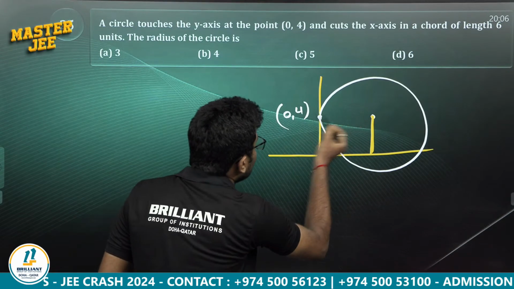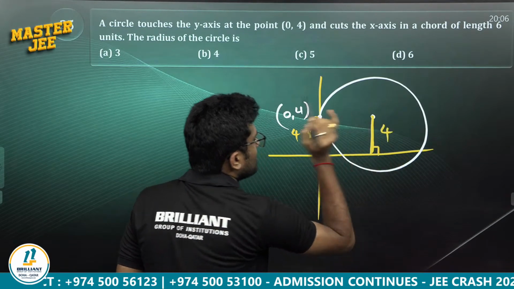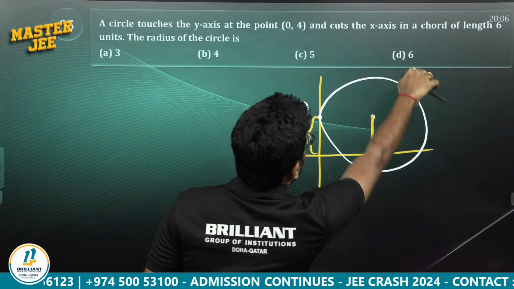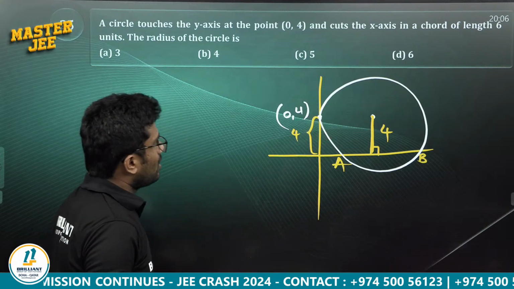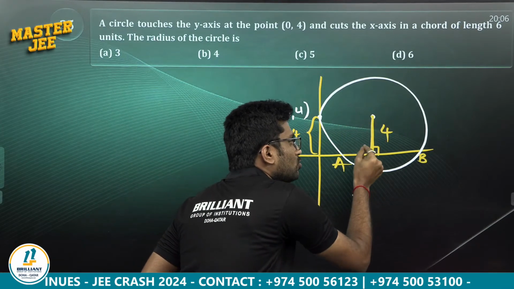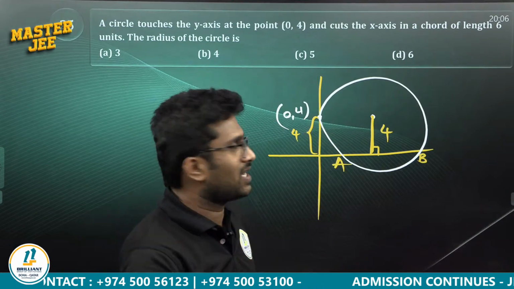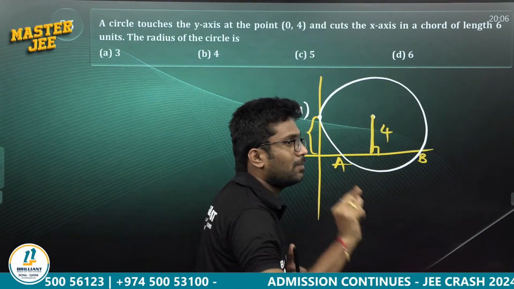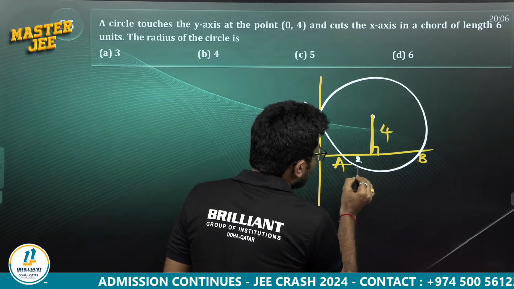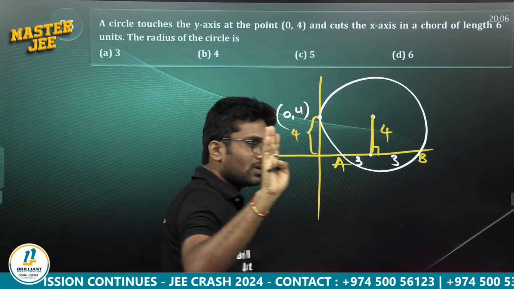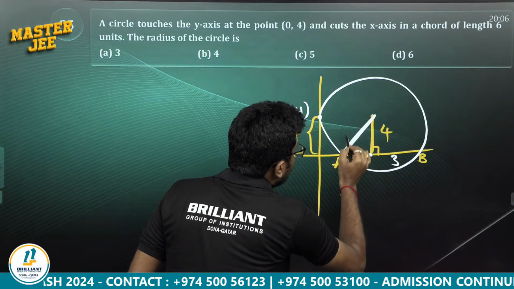Because it is touching the y-axis, the distance from here to here is equal to the perpendicular distance. That means this is also 4. And also he informed that this is a chord. The length of this chord AB is 6. A perpendicular drawn from the center to the chord always bisects the chord. Grade 10 circles. So if the total is 6, then we get this as 3. If this is 3 and this is 4, the radius will now be 5.